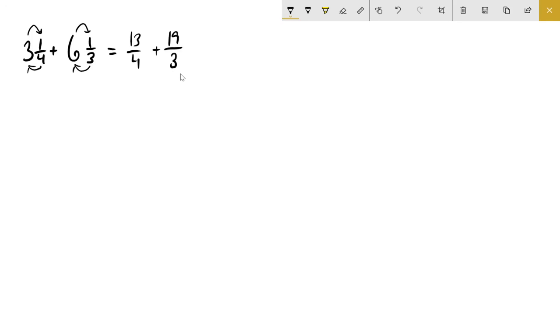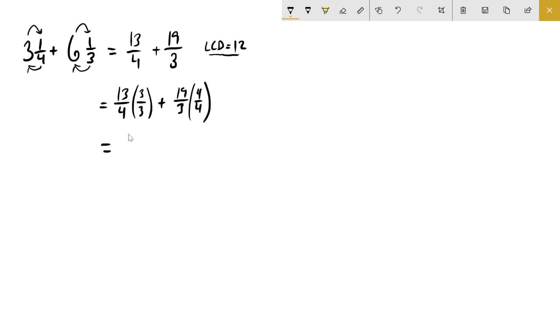So what do we got to do? We need to bring these up to what? What's the LCD? Yeah, the least common denominator here is 12. So what's 13/4 going to need? It needs a 3/3, so that 4 can be brought up to 12. What does 19/3 need? It needs the 4/4. Right. So then we can bring them up.